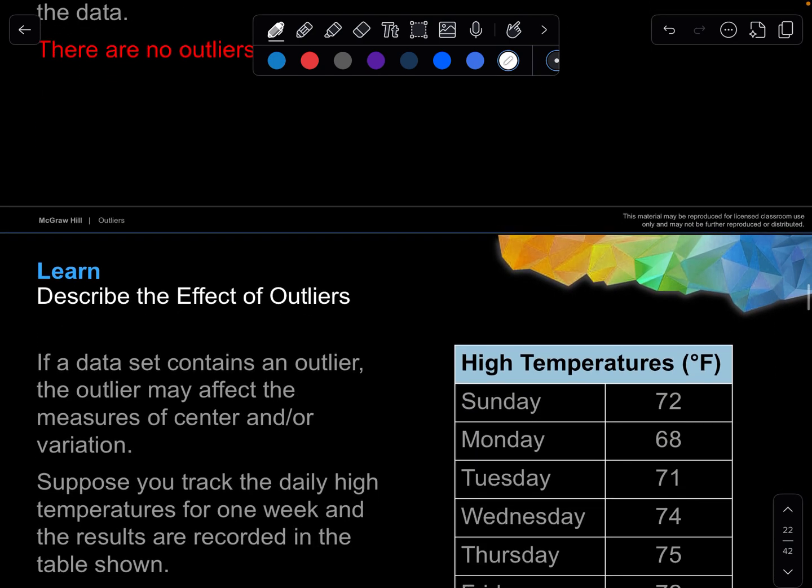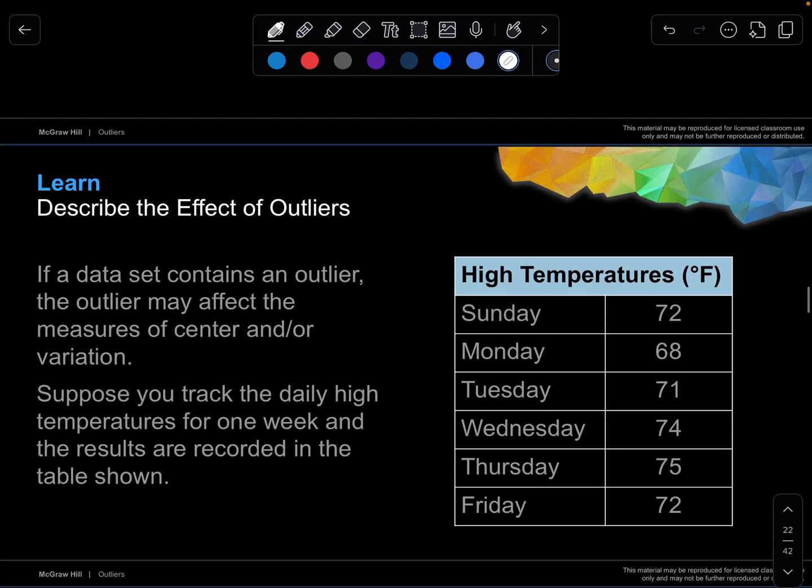Now, before we start learning the effects of outliers, the trivia for today: an octopus has 9 brains. It has a central brain and it has a mini brain in each of its 8 arms, which allows them to act independently.